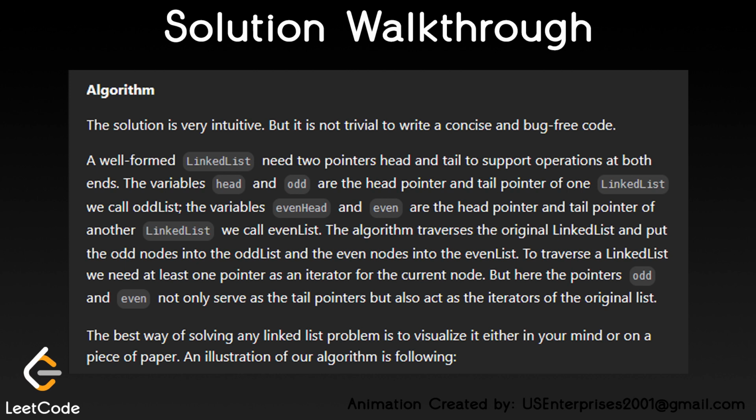To traverse a linked list, we need at least one pointer as an iterator for the current node. But here, the pointers odd and even not only serve as the tail pointers, but also act as the iterators of the original list. The best way of solving any linked list problem is to visualize it either in your mind or on a piece of paper. An illustration of our algorithm is following.